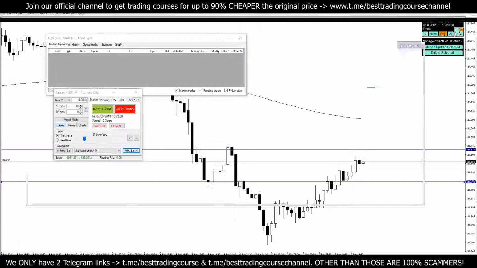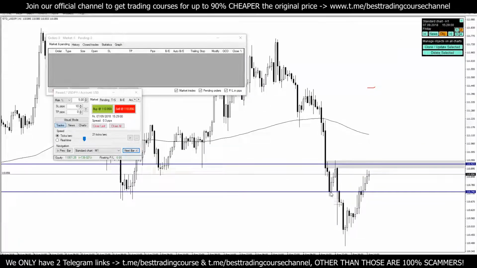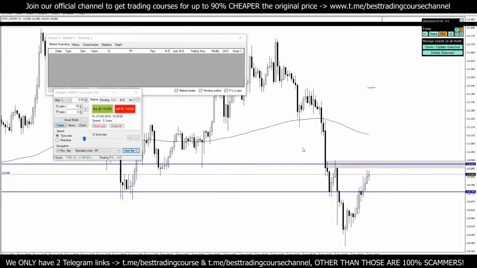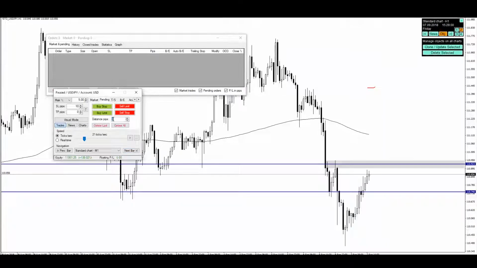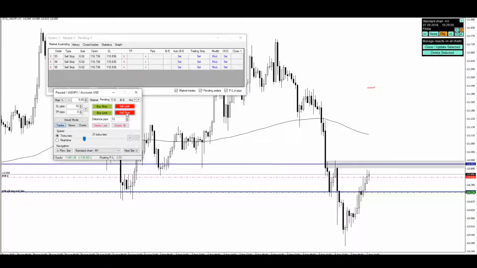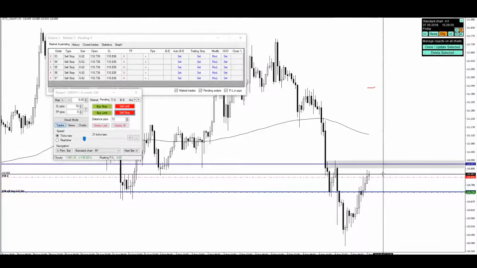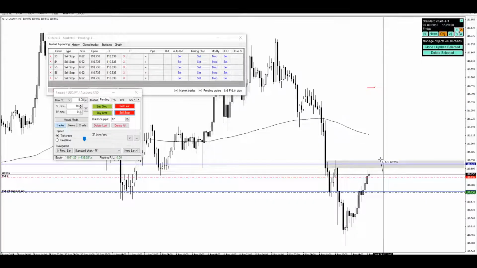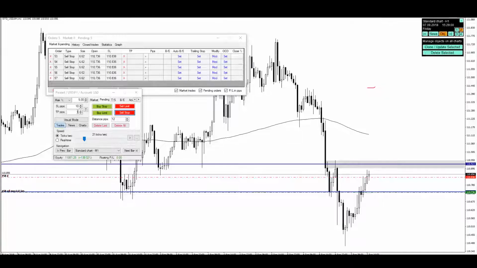So go to the 1 hour, and this is the support here on the 1 hour. You look left. So this is what? 12 pips away. Pending. 12 pips, sell stop. And then we're going to use buy stops. Buy stops are going to be 10 pips away above resistance, because that's where buy stops are placed.